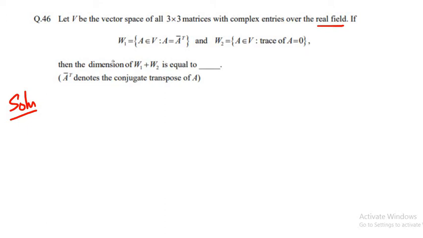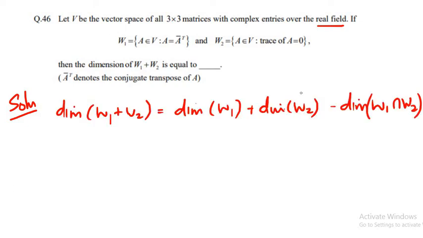If you take the case W1 and W2, and you're asked to find the dimension of W1 plus W2, we have this relation regarding the dimension of subspaces. If W1 and W2 are two subspaces of this vector space, and we are asked to find the dimension of W1 plus W2, it's equal to dimension of W1 plus dimension of W2 minus dimension of W1 intersection W2. So let's find the dimension of each of these and we'll get the answer to this question.